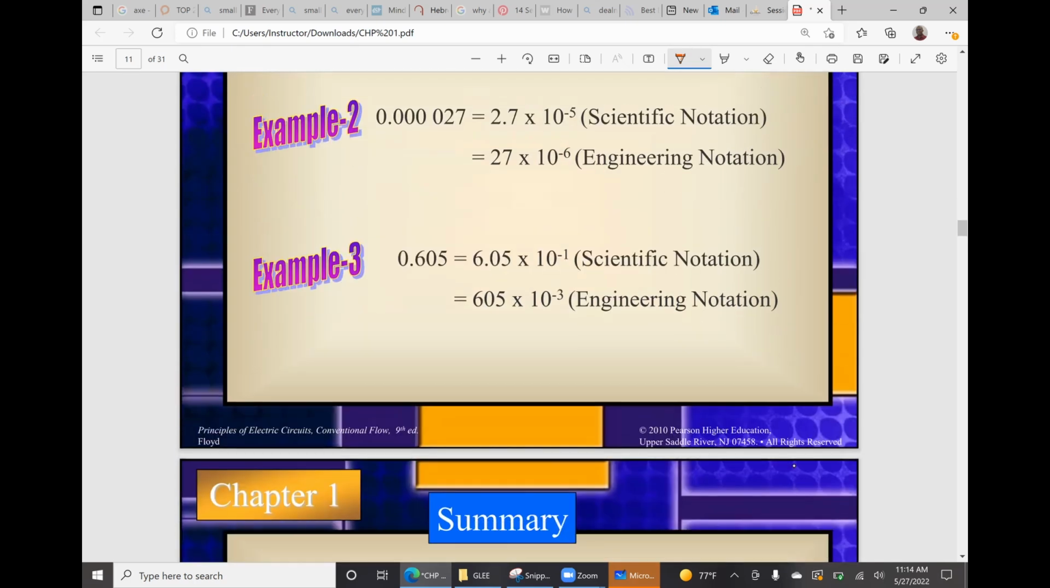So again, here are some examples. We have a very small number, and we write in the scientific notation is going to be 2.7 because we only use one number, times 10 to the minus 5. So you can see we move this 1, 2, 3, 4, 5.